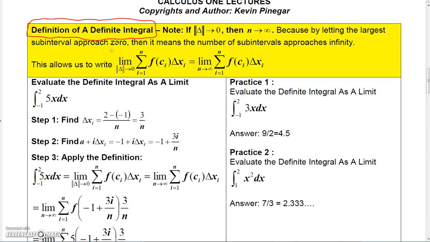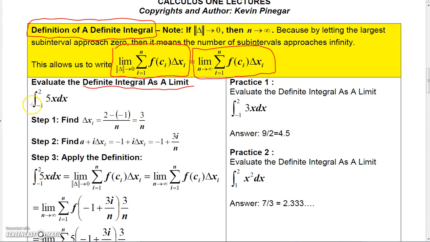First we have a definition of the definite integral, which is the limit as the norm goes to 0 of this Riemann sum, which is actually the same as the limit as n goes to infinity of the Riemann sum, because if the norm goes to 0, then the number of subintervals must go to infinity. So let's evaluate this definite integral using this limit up here.